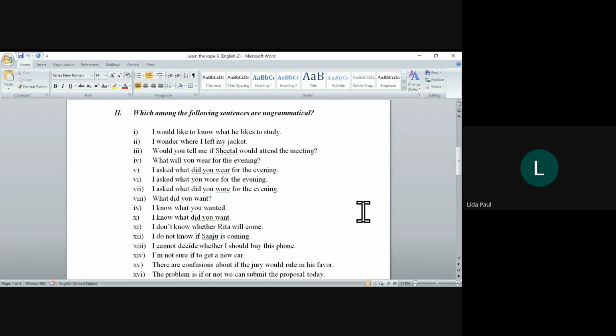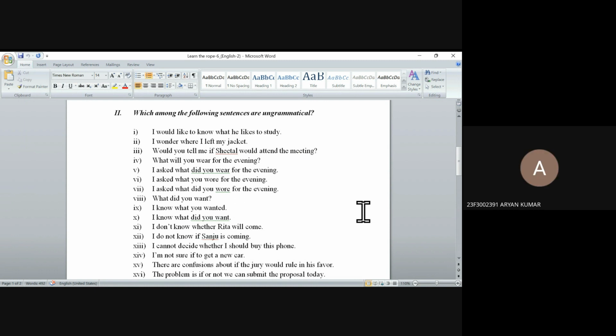So how would you correct it? I asked what you wore for the evening, which is the next sentence. So the sixth sentence is the right way of constructing, or correcting, sentence number 5. I asked what you wore for the evening, not I asked what did you wear for the evening. No extraction of tense from the verb in a question clause. Just remember, it has to look like this. The verb has to show the tense. It cannot be taken out of it.